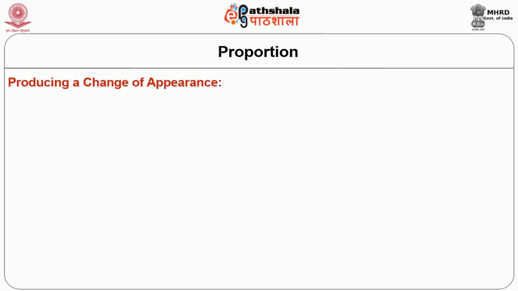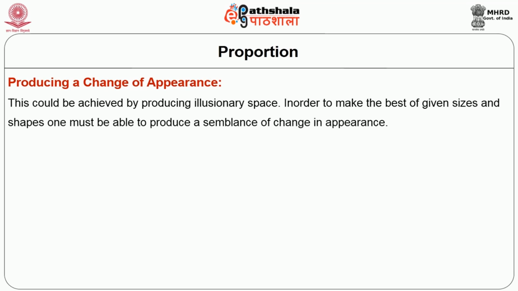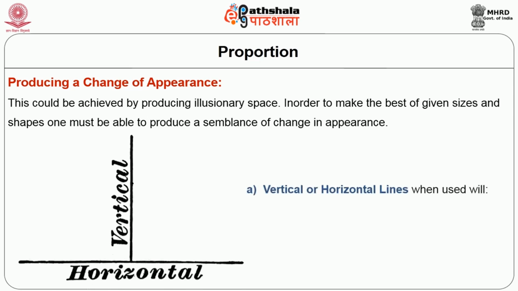Producing a change of appearance. This could be achieved by producing illusionary space. In order to make the best of the given sizes and shapes, one must be able to produce a semblance of change in appearance. Vertical or horizontal lines when used will add height or add width to any object.